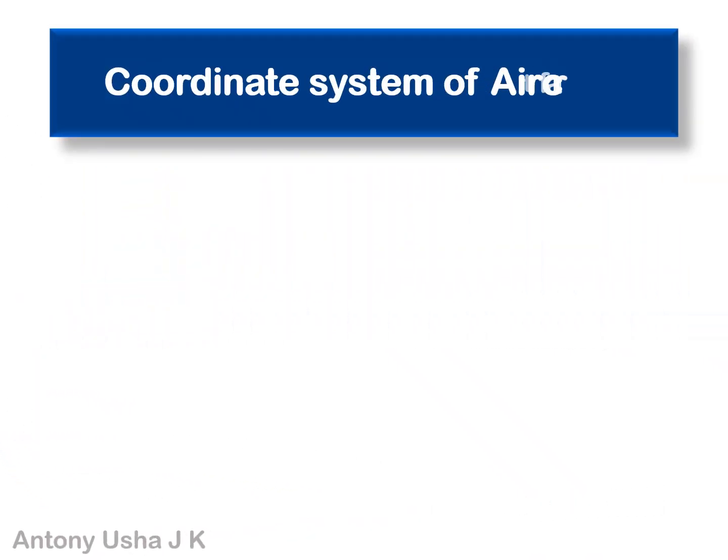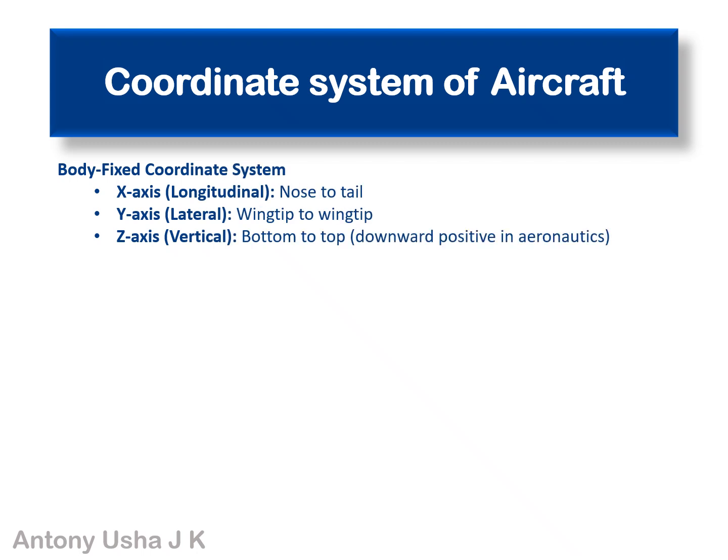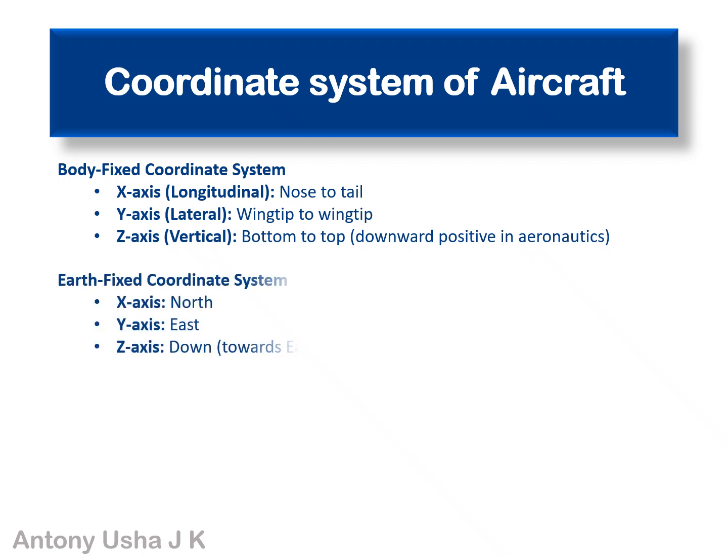Coordinate system of an aircraft. There are two basic coordinate systems. The first one is the body fixed coordinate system, which moves with the aircraft and is defined by the aircraft structure, based on x, y, z axes, that is longitudinal, lateral and vertical. Longitudinal is nose to tail, lateral is wingtip to wingtip, and vertical is bottom to top, based on the downward direction, which is always positive.